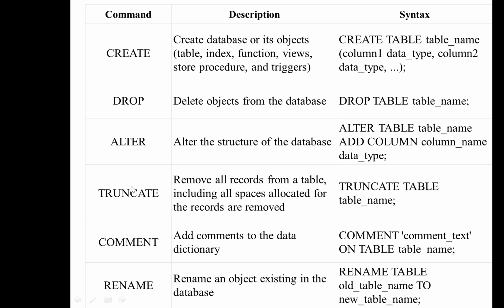And the next one is truncate. Truncate is nothing but removing all records from a table, including all spaces allocated for the records. These are removed, which have been allocated by using the data type.